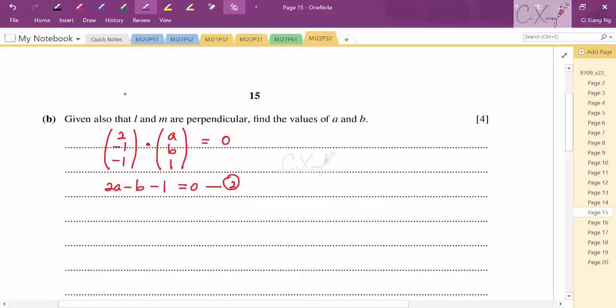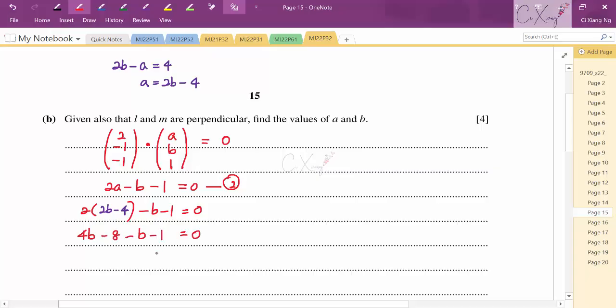Still remember the first equation that we proved in the first part: 2b minus a equals 4. So from here, I want to substitute a equals 2b minus 4 to solve the equation. I will have 2 times (2b minus 4), minus b minus 1 equals 0. From here, very easily, you can get b equals 3. And if b equals 3, then you can get the value for a very easily: a equals 2 times 3, which is 6, minus 4, which is 2.